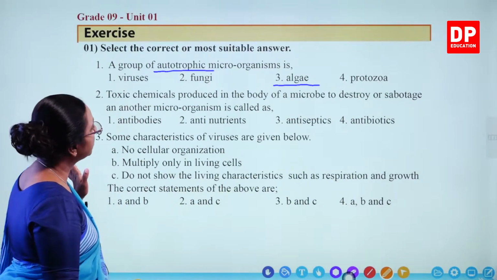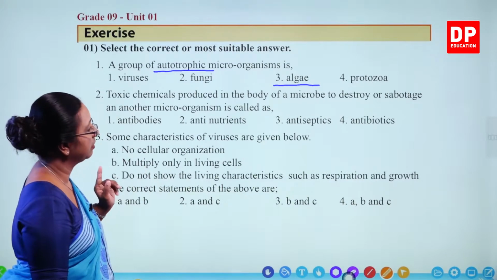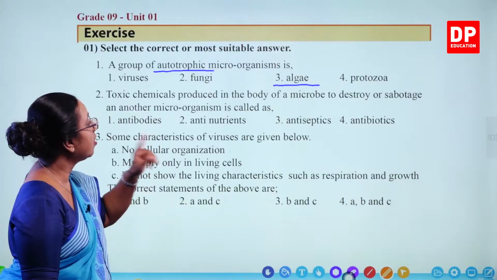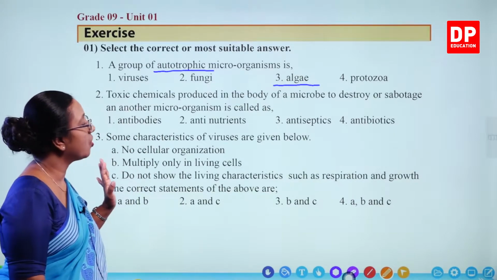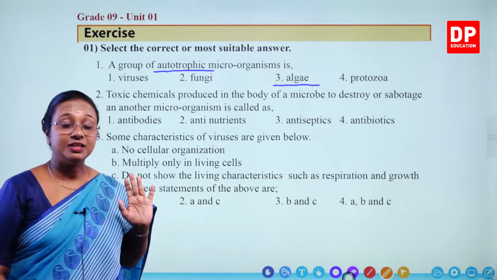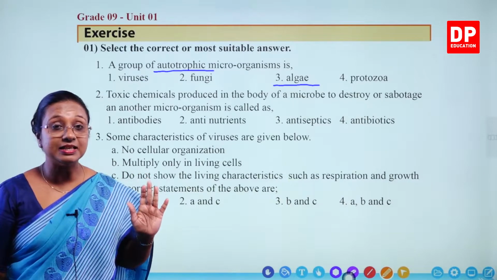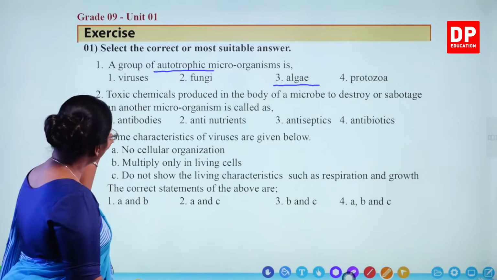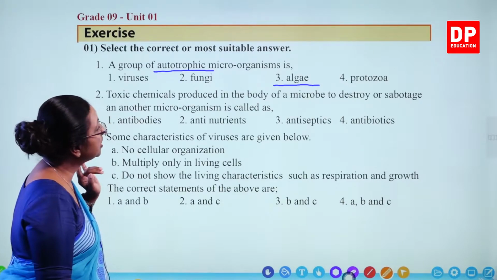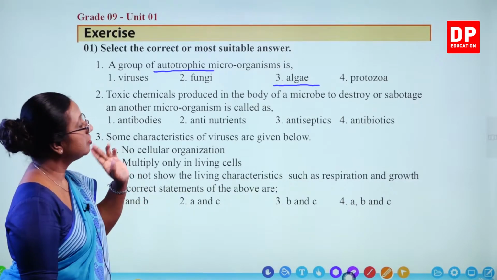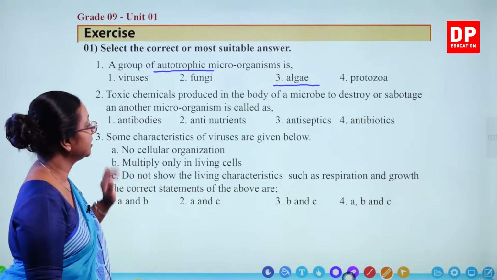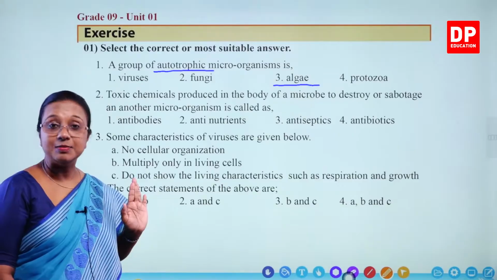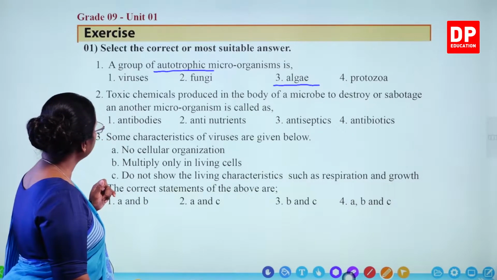Toxic chemicals produced in the body of a microbe to destroy or sabotage another microorganism is called as, what is that? You know the answer. It is the antibiotic. Toxic chemicals produced in the body of a microbe to destroy or sabotage another microorganism is called as antibiotic. If we look at the answers.